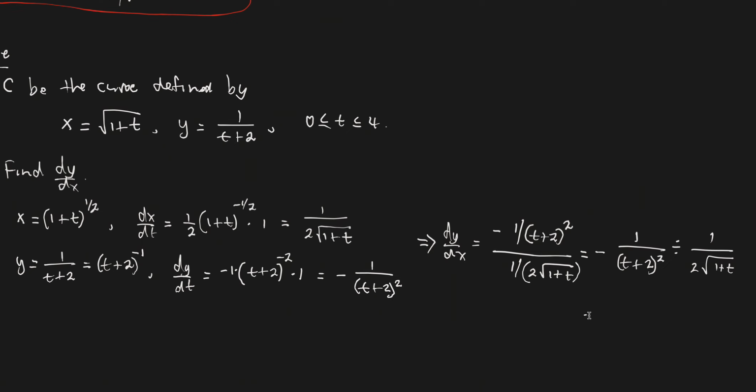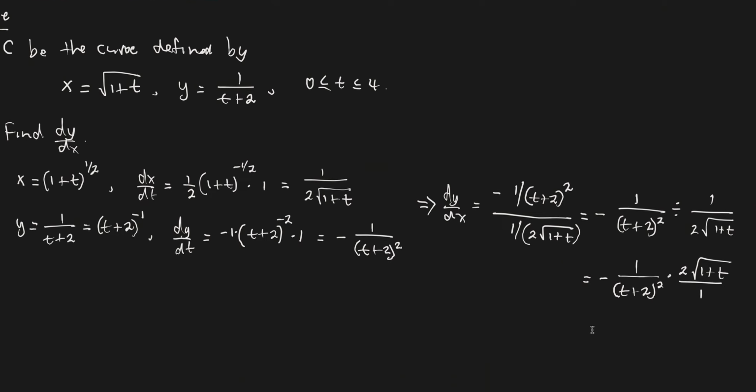So here I'm dividing by this fraction, so I have to multiply by its reciprocal. And then maybe I'll go down a little bit now. So then negative 1 over t plus 2 squared times 2 times root 1 plus t over 1. And then I think you'll see now how the fraction comes together. We'll have a negative in front, 2 root 1 plus t in the numerator, and in the denominator, the quantity t plus 2 squared, right? So that's now our equation for dy/dx.